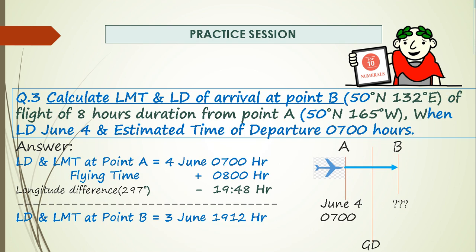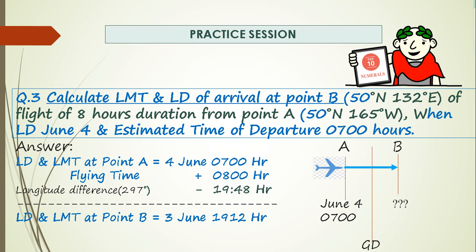Now calculate the local mean time and local date of arrival at point B. Coordinates are 50 degrees north, 132 degrees east, of a flight of 8 hours duration from point A, coordinates 50 degrees north and 165 degrees west. The local date is June 4th and the estimated time of departure is 0700 hours from point A. So just see the figure, point A June 4 and 0700 is the local mean time. How much time will it take to reach B?